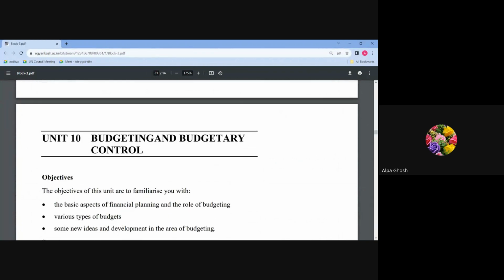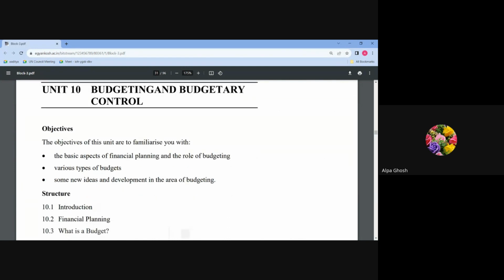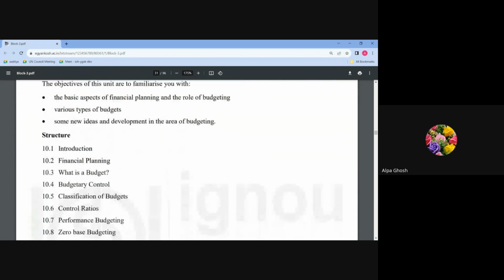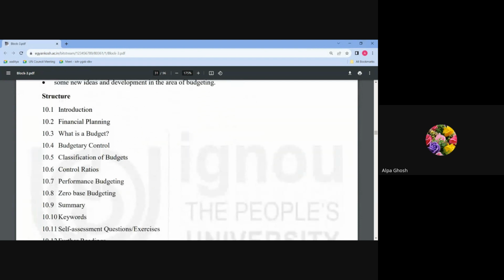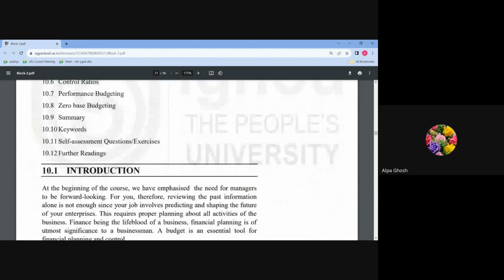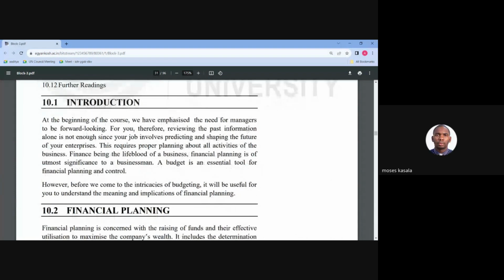Now, this is something easy, budgeting and budgetary control. We all know what is budgeting. You all know what is budgeting? Yes, we know. We do it for ourselves also. How many of us do it for ourselves? Budgeting is making an estimation of income and expenditure before they actually occur. Am I right? Yes, madam, you're right.